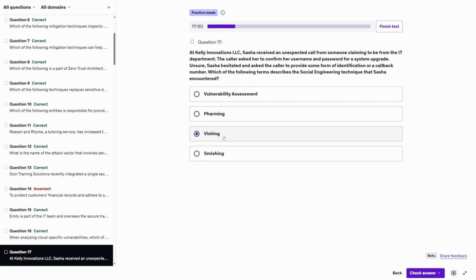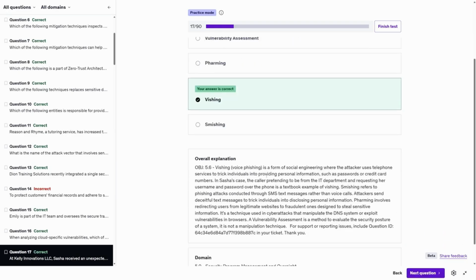As we learned earlier, vishing would be the correct answer here. So again, this is a form of social engineering where the attacker uses telephone services to trick individuals into providing personal information, such as passwords or credit card numbers. In Sasha's case, the caller pretending to be from the IT department and requesting her username and password over the phone is a textbook example of vishing. I'll leave up the other incorrect answers in case you guys want to take another look at those.